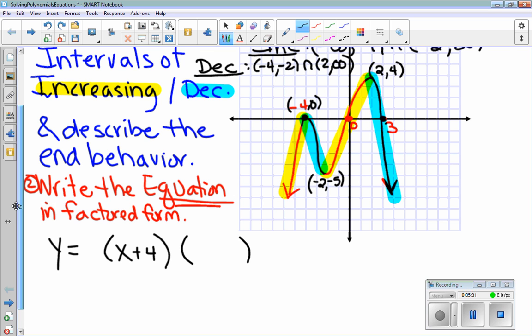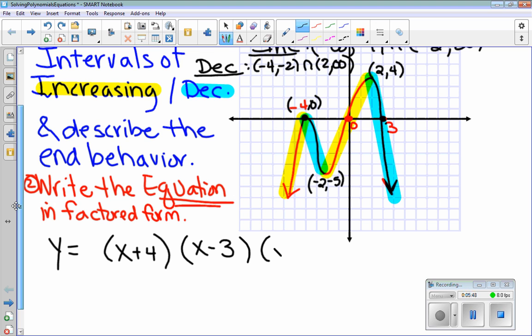X minus 3. I agree with that. X minus 3, because 3 is also a 0. Now, what about this one in the middle? It's just a 0. It's just a root. It's just 0 is the answer.